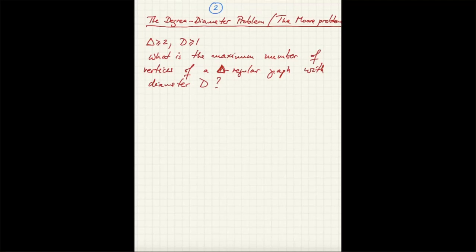So Moore proved the following upper bound. You think, okay, I want to build such a graph with the largest number of vertices. What's the maximum number of vertices that you could have? You pick a vertex, let's say X. Then you consider its neighbors.